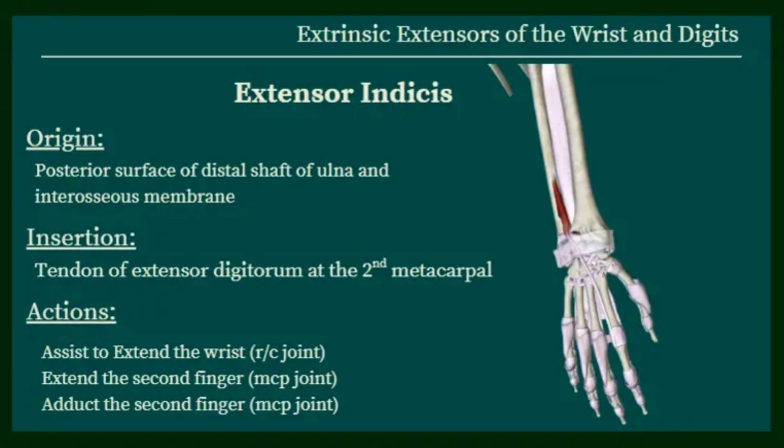And the muscle starts at the posterior surface. Everything on the extensor side is going to be on the posterior side in the anatomical position. So posterior surface of the distal shaft of the ulna. If you squeeze into the middle of your arm, you can feel the little space. That's where your interosseous membrane is. So it attaches to the distal part right there. And then it attaches to the extensor digitorum.